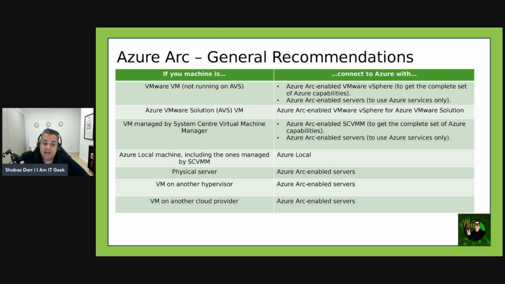So if we look at some of these recommendations, if your machine is on a VMware VM, not running AVS, it's recommended to connect Azure with VMware vSphere to get that complete set of Azure capabilities, or you can use Azure Arc-enabled Servers to use Azure services only. If your machine runs on AVS, use Azure Arc-enabled VMware vSphere for Azure VMware Solution. And if your VM is managed by SCVMM, or System Center Virtual Machine Manager, you can connect Azure with Azure Arc-enabled SCVMM, and that gives you the complete Azure capability, or Azure Arc-enabled Servers just for Azure services. And if your VM's on Azure Local, including the ones managed by SCVMM, there's obviously the Azure Local capability integration. And for physical servers or VMs on other hypervisors or other cloud providers, Azure Arc-enabled Servers is probably the best way to go.